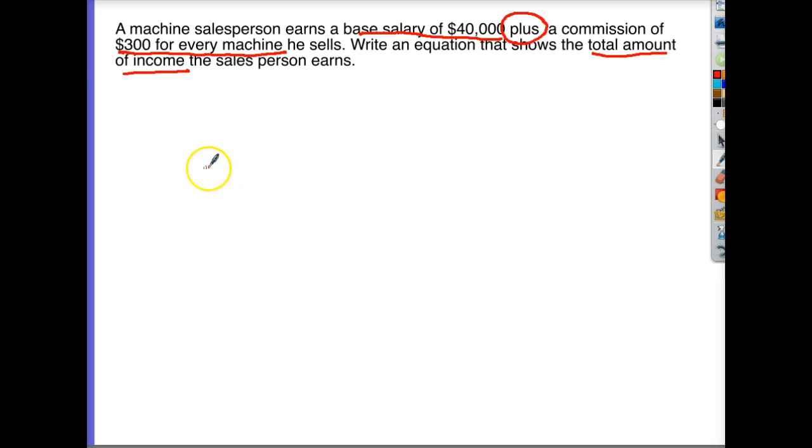So what are our variables? We've got machines right here. So let's make that M, how about? M will be machines. Excuse my bad handwriting on this computer. And the next one I would say would be the total amount of income.